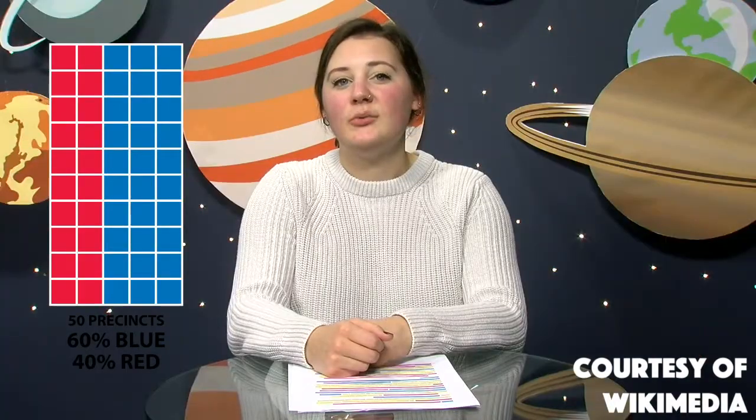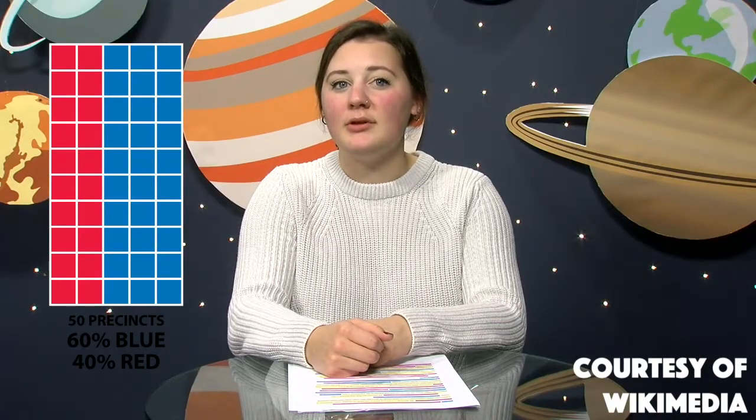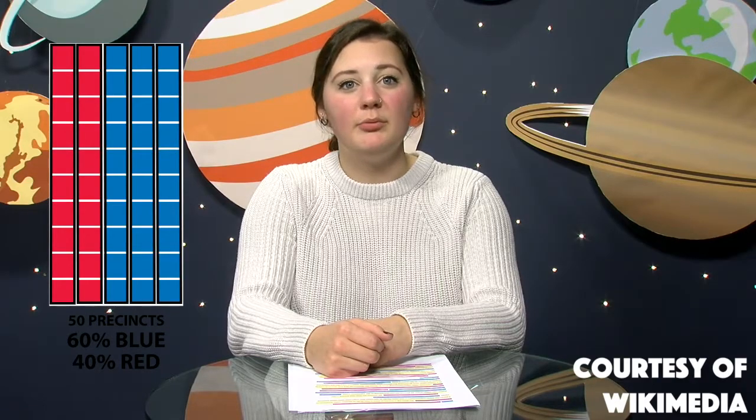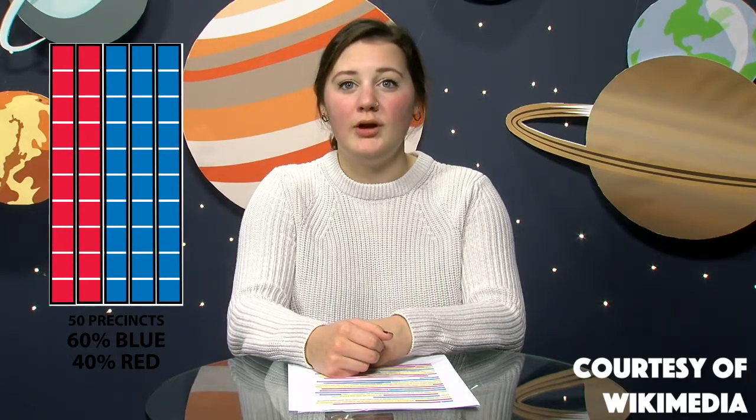Let's say that 50 people live in a district. 60% are blue and belong to the Democratic Party, while 40% are red and belong to the Republican Party. The best way to divide these people would be to group them up into 5 different districts, having 3 blue districts of 10 people and 2 red districts of 10 people. This would be a good and fair representation, but it can be hard to do since not everyone from the same political party lives together in the same district.